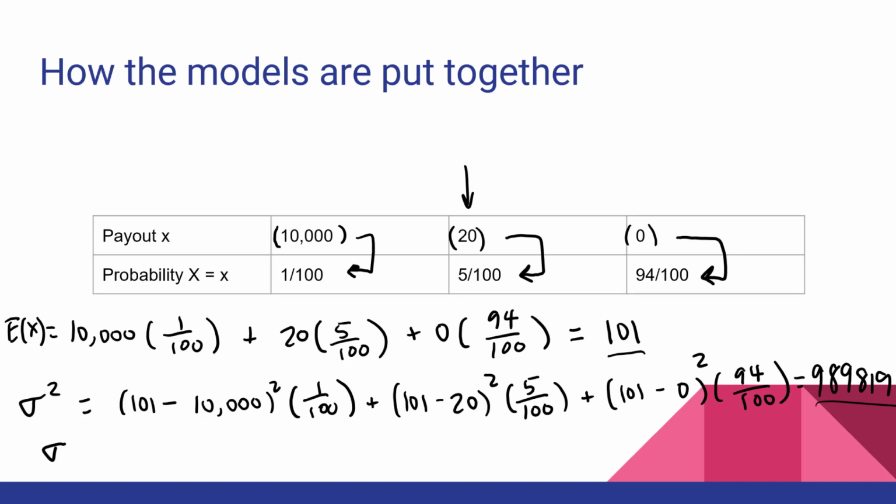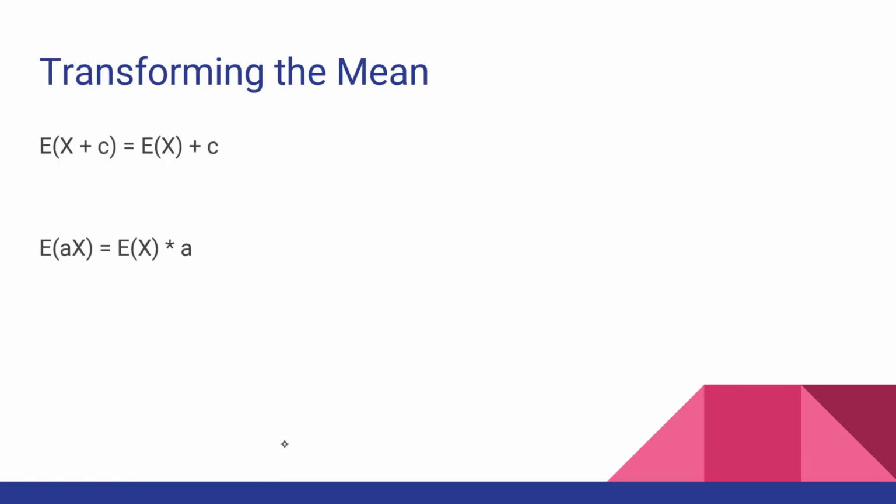So our sigma is equal to the square root of 989,819, and that is equal to about 994.896. So this is our standard deviation for this particular scenario. Now that we know how to calculate the mean, so our expected value, and then our variance and standard deviation for a random variable.